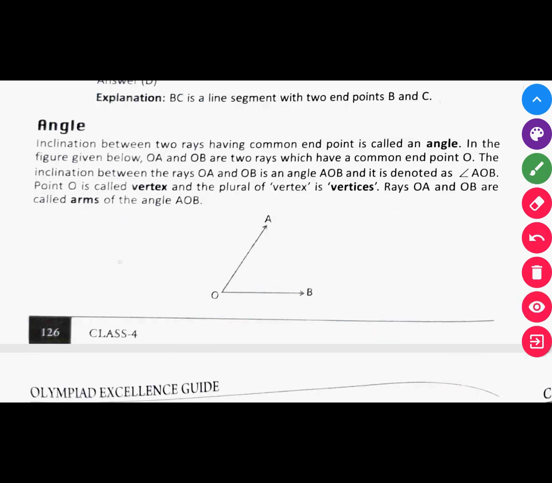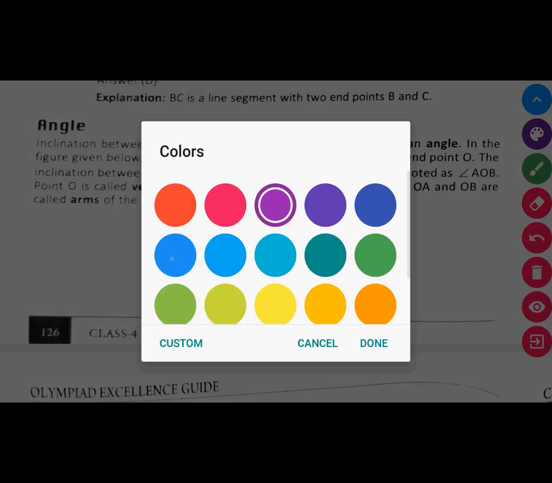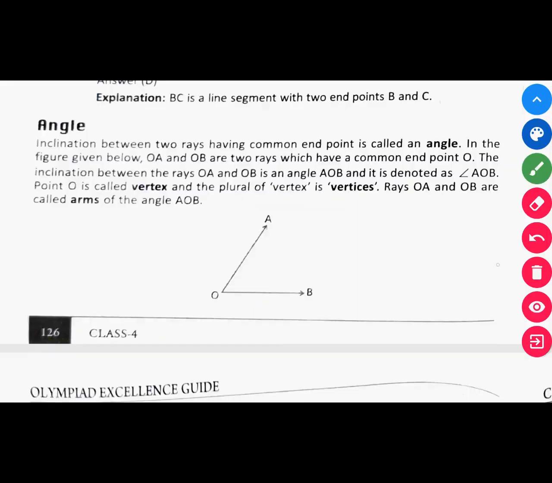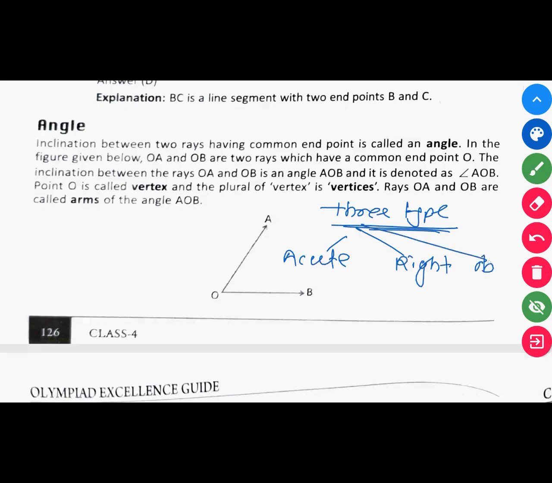Okay, now based on the degree of the angle, angles are classified into three main types or four main types. Three types are the main types and there are some other types also. So which are the three main types? Acute angle, right angle and obtuse angle.